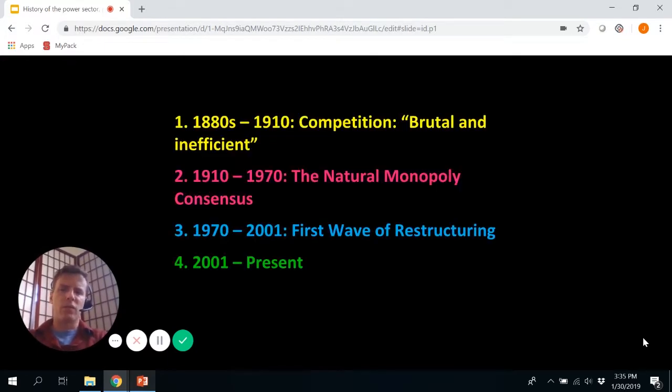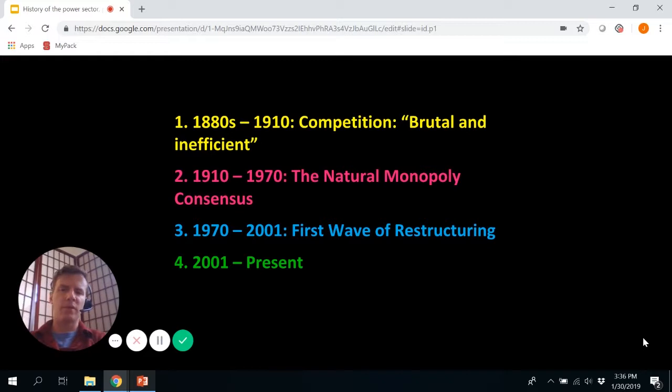The first one that lasted roughly between the 1880s and 1910, we refer to as competition, brutal and inefficient. These were the early days in the electric power industry. And this was a time period where a lot of the more fundamental questions about how we were going to make, distribute, and sell electricity during the 20th century were answered.